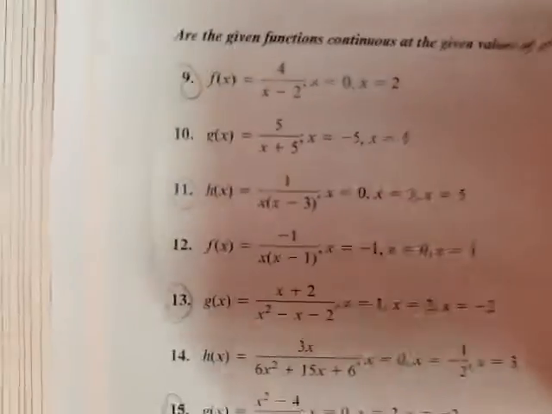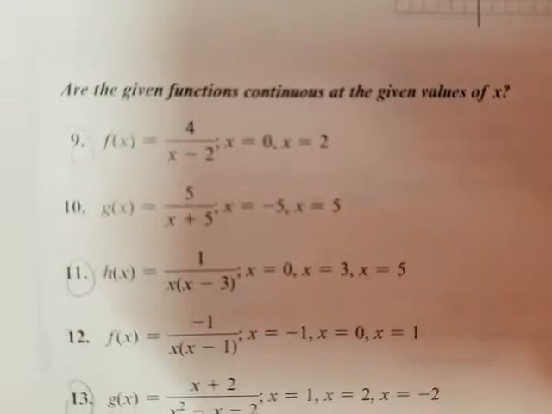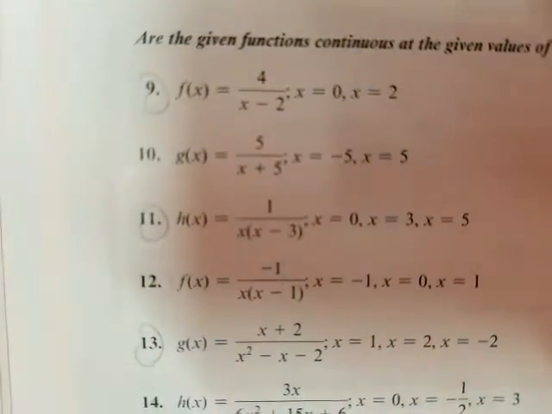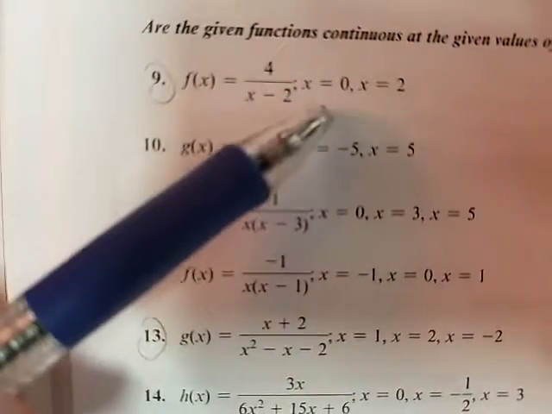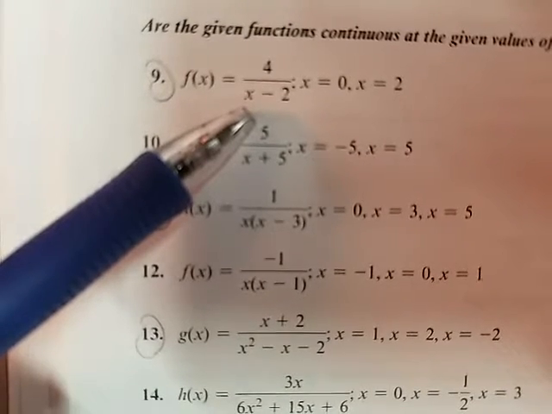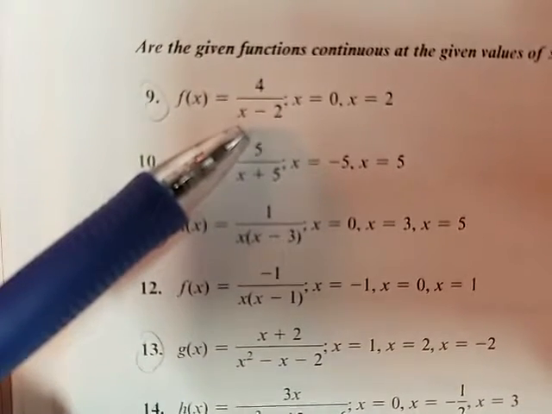All right, the next section is going to ask us, are the given functions continuous at the given values for x? Basically we're being asked, if we were to plug 0 into this function, does that value exist? If I take this x equals 0 and plug it into here, I get 4 over -2, and that would exist. So it is continuous at x equals 0.